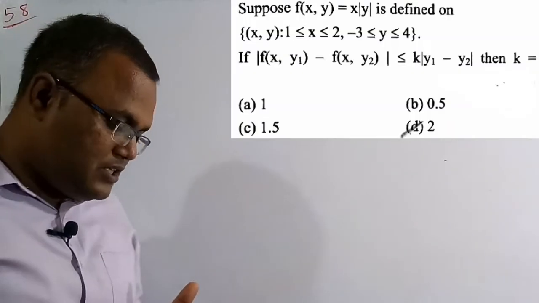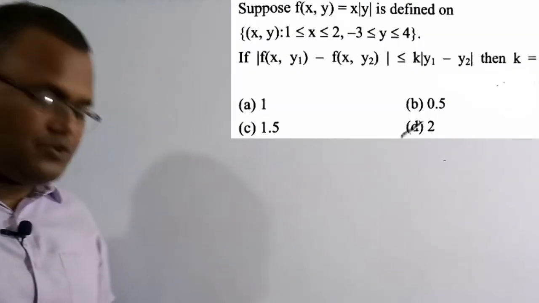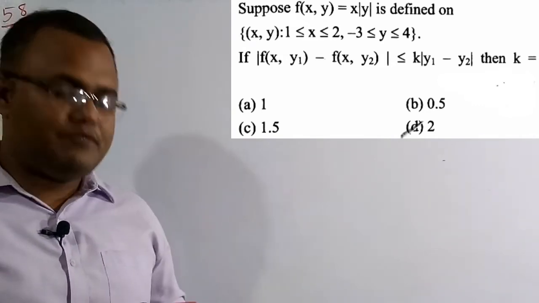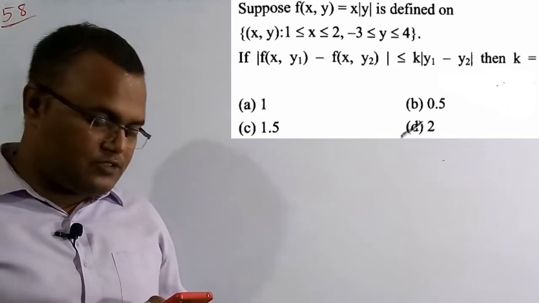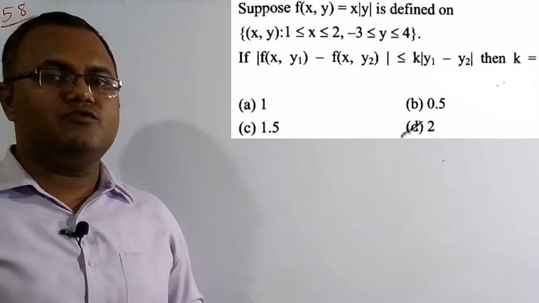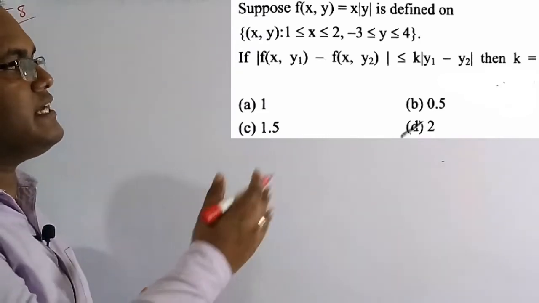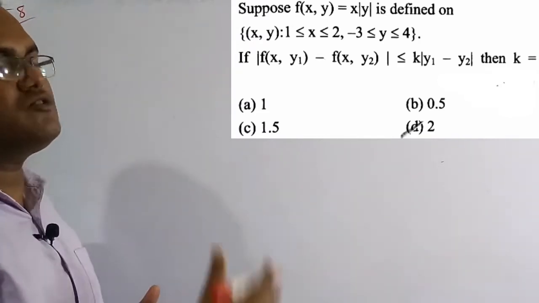See the question here. Suppose f(x, y) is equal to x times mod y, defined on the range of x, y, which is 1 ≤ x ≤ 2 and -3 ≤ y ≤ 4. So basically this function is defined on the range of x and y. The ranges of x and y they have also given.